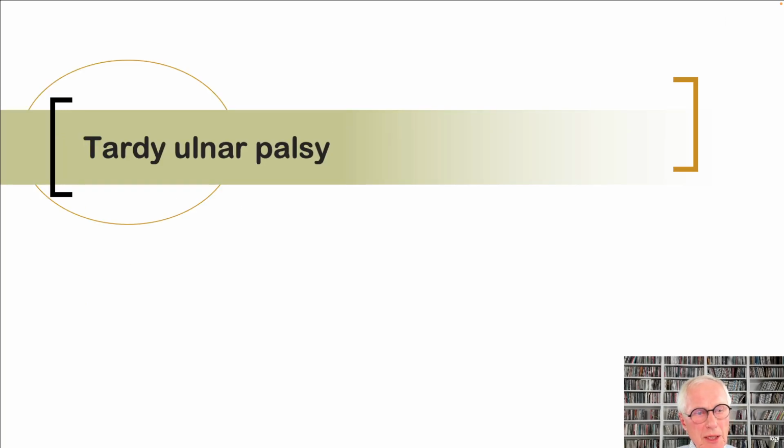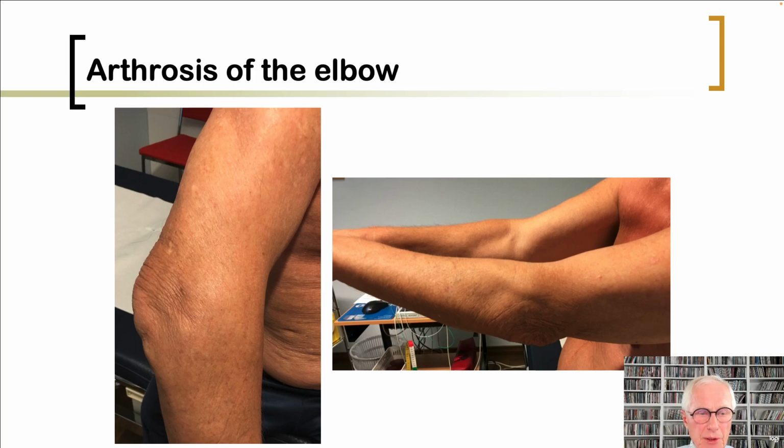One particular type of ulnar neuropathy, which is very typical, is tardy ulnar palsy. It's related with arthrosis of the elbow, so the elbow is deformed. Usually the patient cannot extend the forearm straight. There will be an angle, 15 to 30 degrees, and when you palpate the ulnar sulcus, you don't feel the sulcus, but it's deformed and not very shallow.